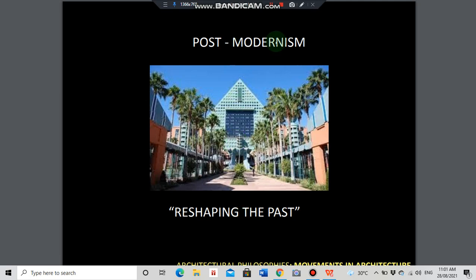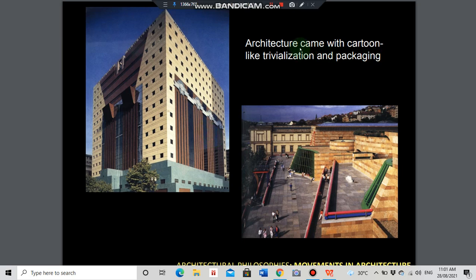This one is postmodernism. An example of postmodernism is the reshaping of the past. So tinawag siyang reshaping the past, just like a pyramid na tinayo mo sa modern world, ano? Kaya tinawag siya na reshaping the past. This one is architecture with cartoon-like trivialization and packaging. So, yeah.